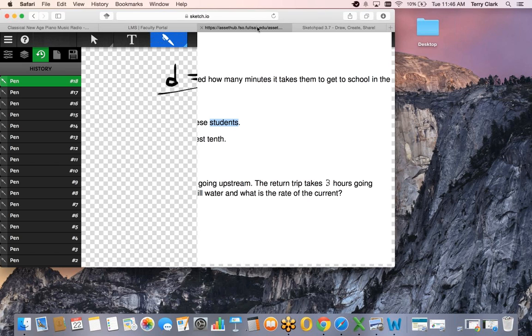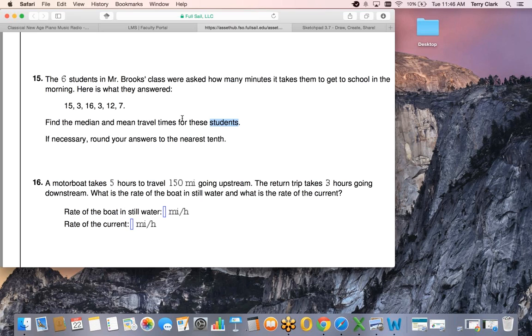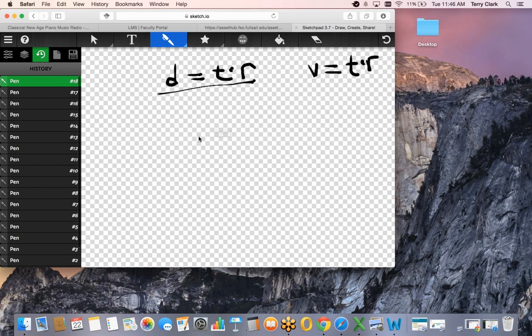That's going to always hold. Okay, so the problem says a motorboat takes 5 hours to travel 150 miles upstream. The return trip takes 3 hours going downstream. What is the rate of the boat in still water, and what is the rate of the current? All right, so what I'm going to do is take what I know. The distance is going to be 150 miles.